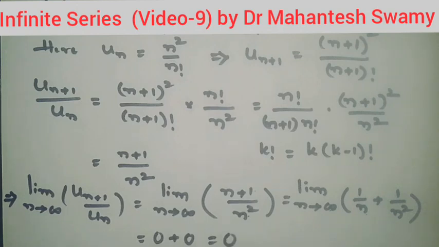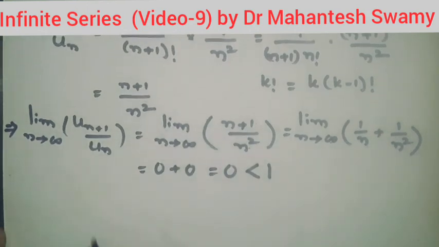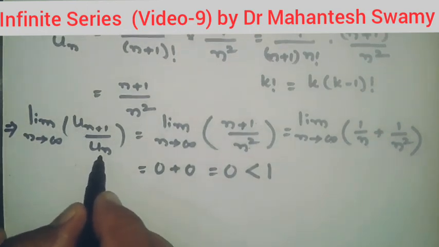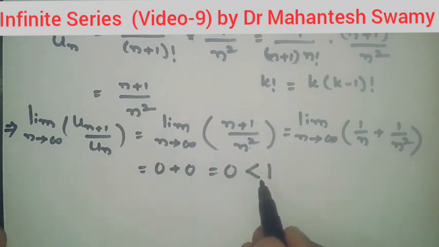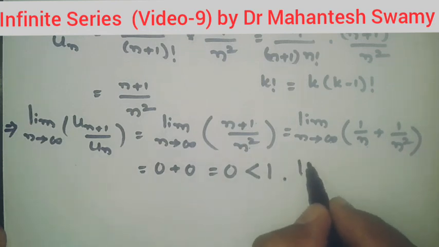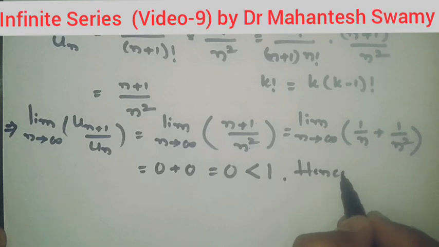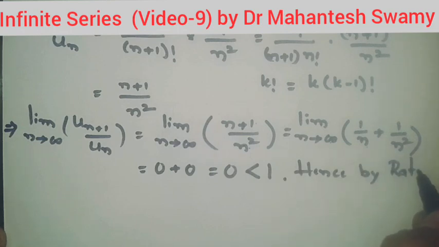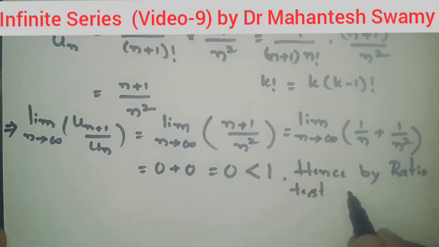0 is a finite quantity and it is a number less than 1. When the limit of u_{n+1} divided by u_n is less than 1, we can conclude hence by ratio test, summation u_n is convergent. So this completes the second problem. Thank you.